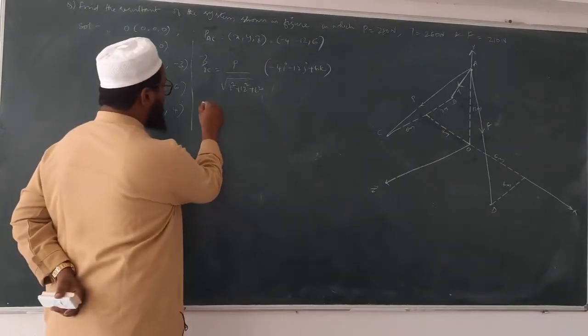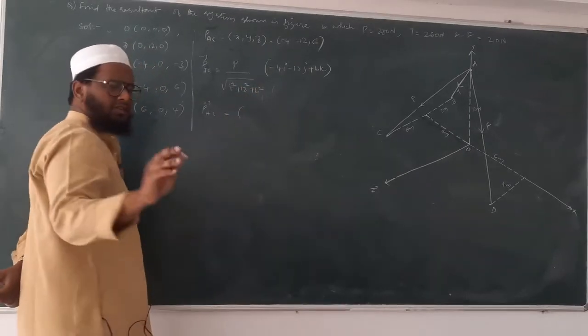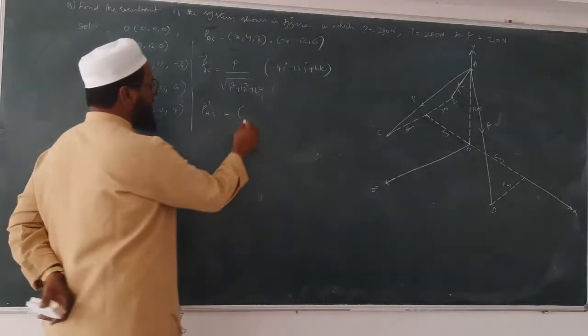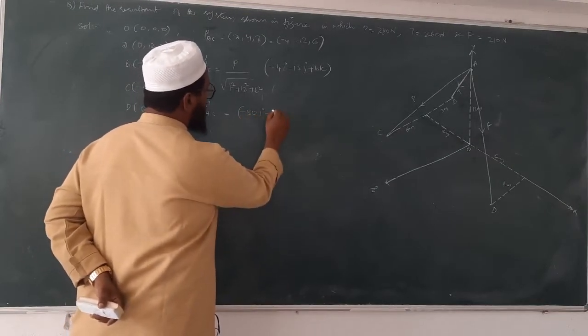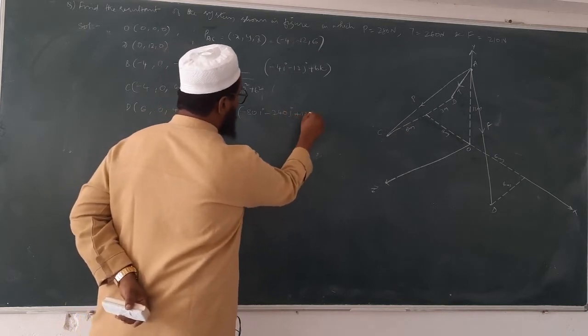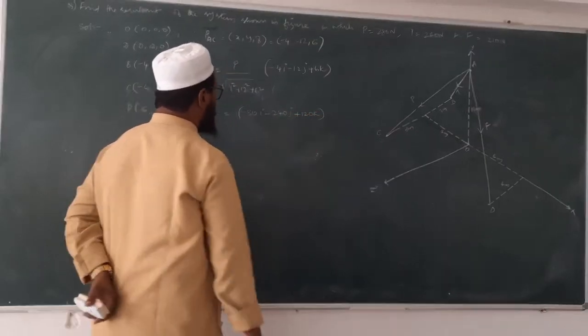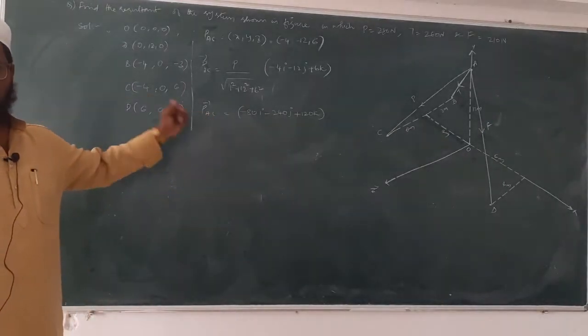Force vector AC is equal to, tell me the final value. Minus 80i minus 240j plus 120k. So this is the force vector for member AC.